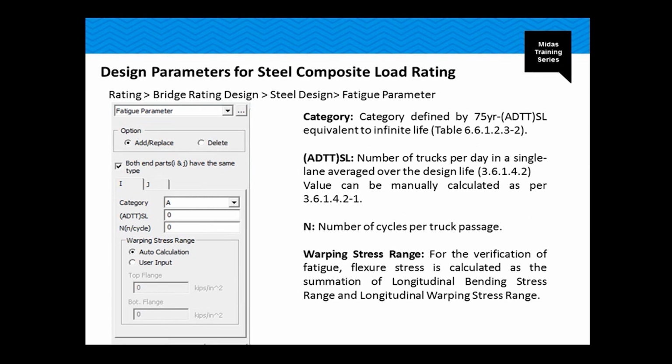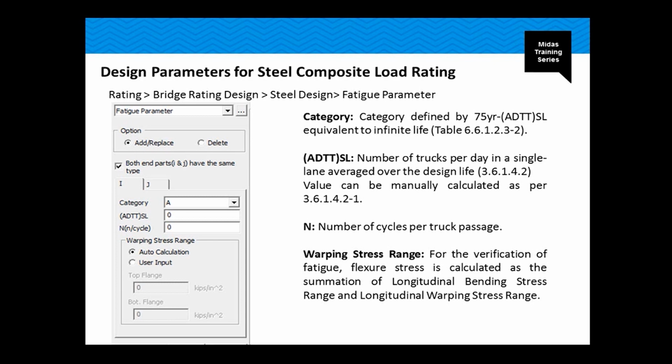The category is defined by 75 years ADT TSL, equivalent to infinite life. Then you have the ADT-TSL number, which is the number of trucks per day in a single lane averaged over the design life. You can manually calculate it as per the code; there are certain standards. You have the N, which is the number of cycles per truck that passes through, and then you have the warping stress range, which is used for the verification of fatigue.